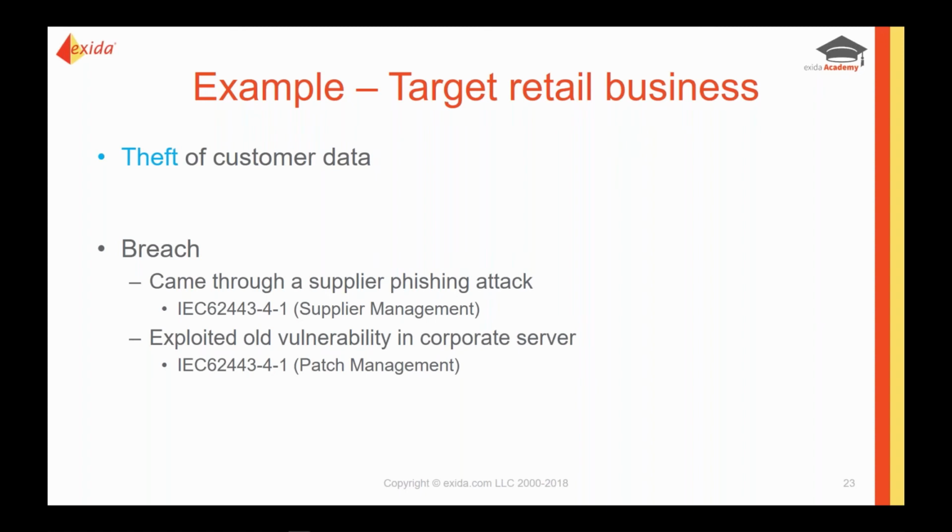So the main entry point for the Target breach came through a third-party supplier. 4-1 specifically has sections on supplier management. In this case, it wasn't code that you were receiving from that supplier, but authentications that you were granting to the supplier. They were not properly managed. The supplier did not properly manage their own internal authentications, so the hacker was actually able to get in through that third party. There was a vulnerability in the corporate server that had not been updated.